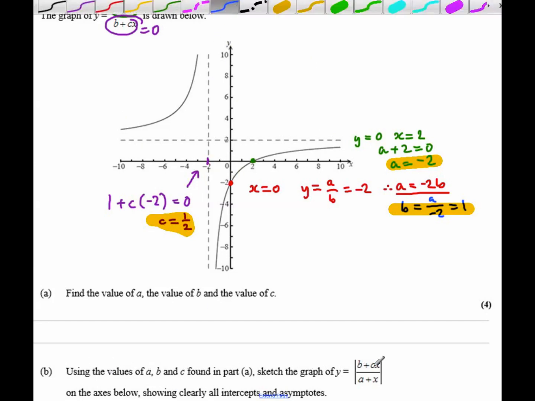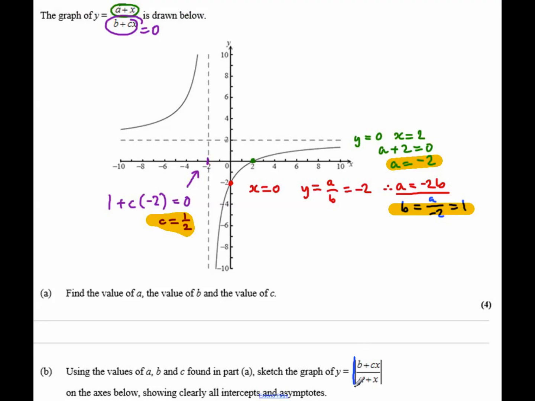Using the values of a, b, and c found in part A, sketch the graph, showing clearly all the intercepts and asymptotes. Now, if you take the modulus of the old y, what you get is that everything just becomes positive. Now, this was positive in the first place, so it'll stay the same.